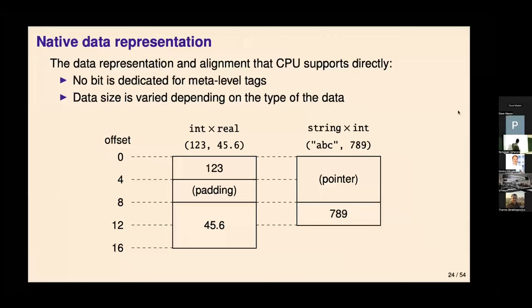So there is a pair of integers, where its size should be 16 bytes, and the second element of this tuple must be at offset 8. On the other hand, this is a pair of string and integer. Unlike this one, the first field of this pair must occupy 8 bytes without any tag, and the second element is at offset 8.